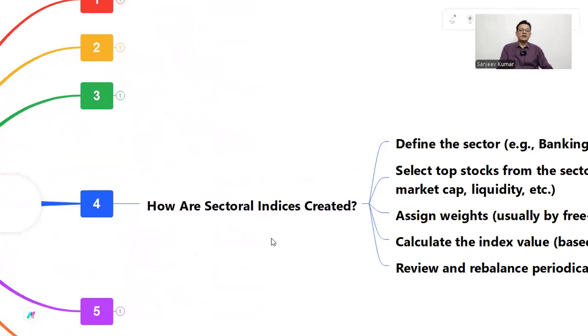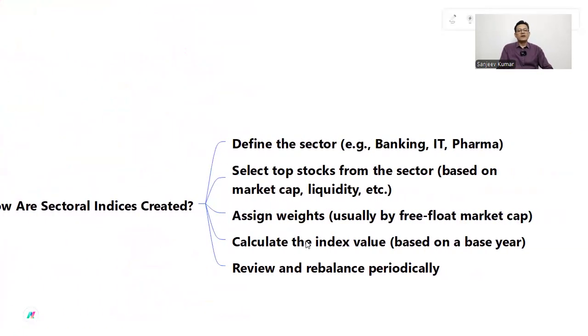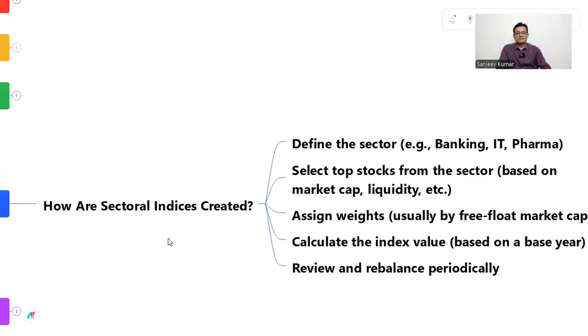How are sectoral indices created? At first, define the sector. Select top stocks from the sector based on market cap, liquidity. Assign weights, usually by free float market cap. Free float market cap is the number of outstanding shares, excluding promoters holding or government holding. Calculate the index value based on base year. Review and rebalance periodically.